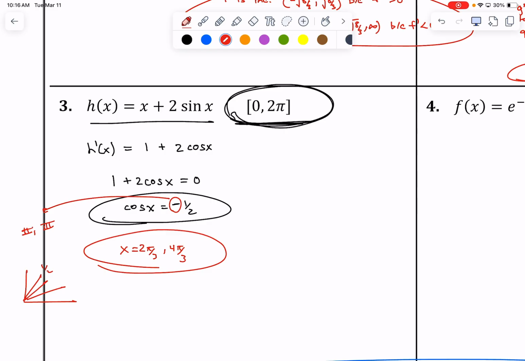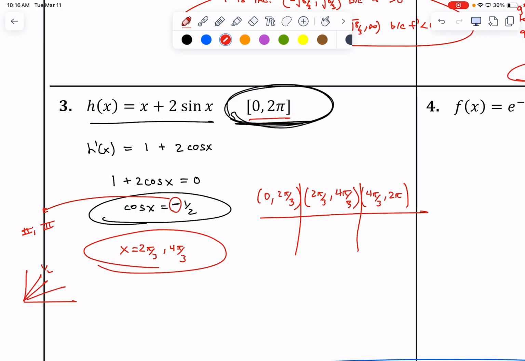So my sign analysis is not going to be from -infinity to infinity, is it? No. My sign analysis is just going to be from 0 to 2 pi over 3, then from 2 pi over 3 to 4 pi over 3. You can't go to infinity because there's more critical values outside of this interval. So you do need to restrict the interval with what they gave you.